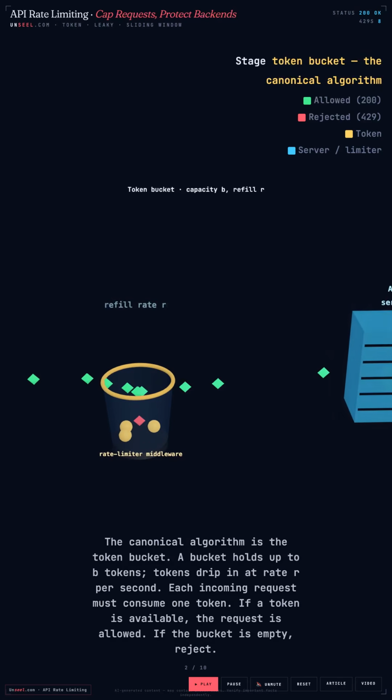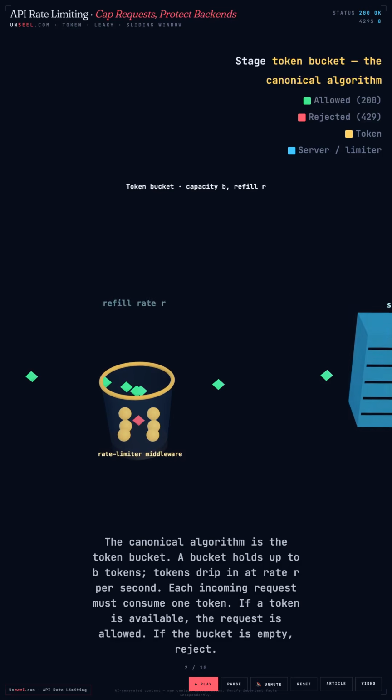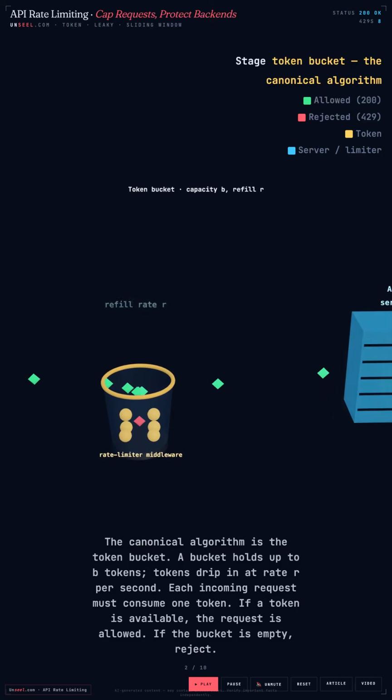The canonical algorithm is the token bucket. A bucket holds up to B tokens. Tokens drip in at rate R per second. Each incoming request must consume one token. If a token is available, the request is allowed. If the bucket is empty, reject.